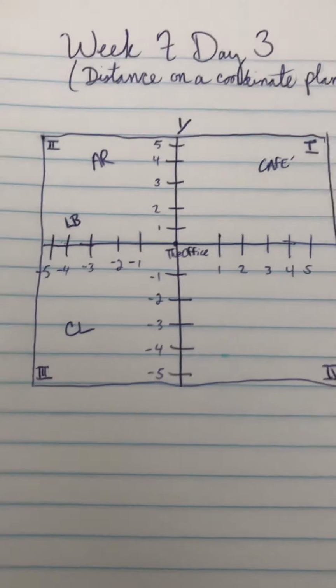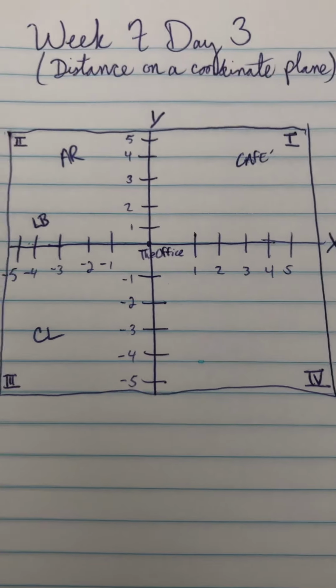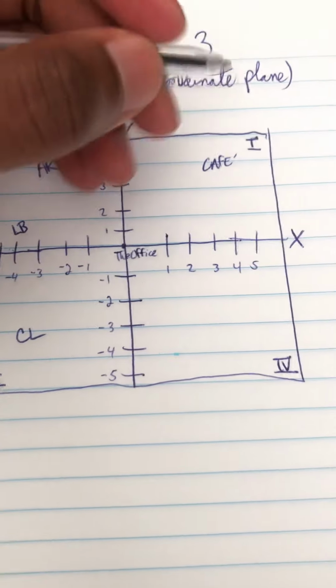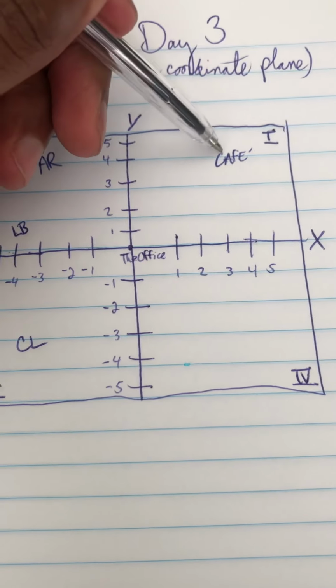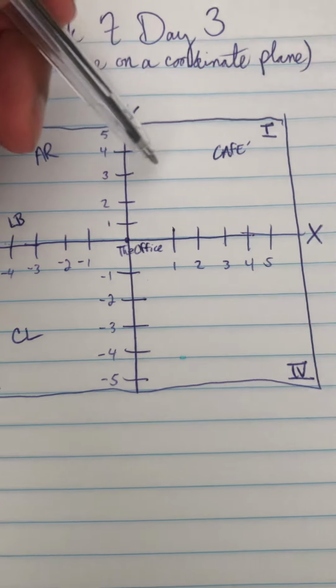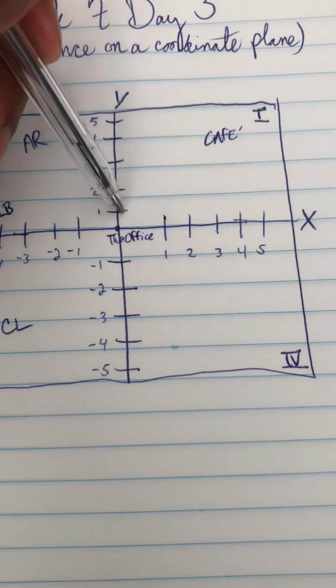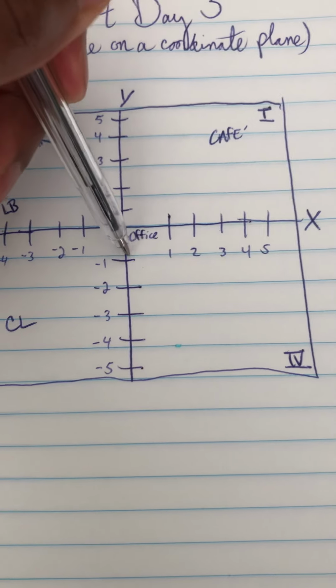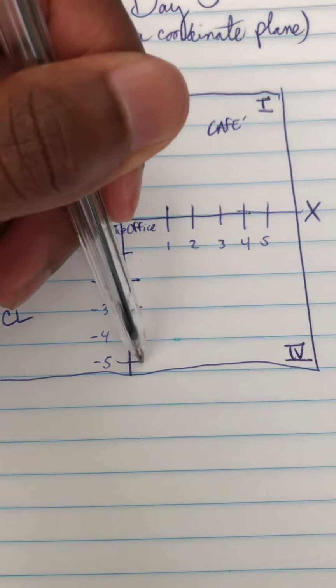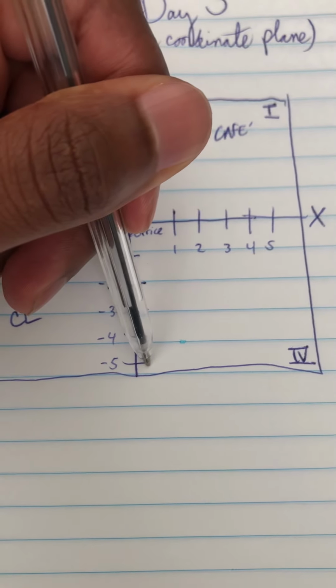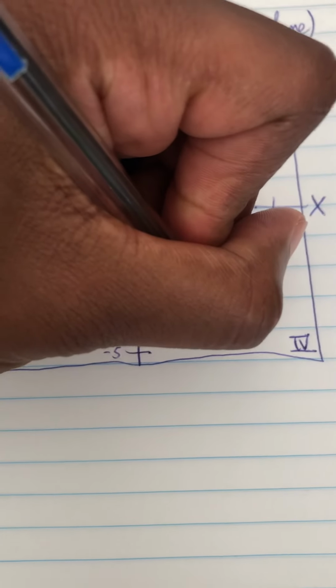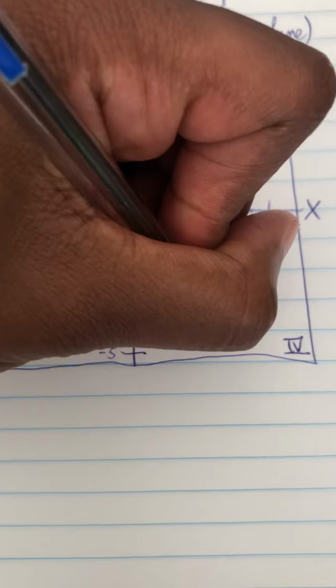And the last one, the gymnasium is 9 units down from the cafeteria. So we know where the cafeteria is, right? And so we're just going to count 9 units down. So that's going to be from the cafeteria, 1, 2, 3, 4, 5, 6, 7, 8, 9. But it stays on the same line. So that's going to be 3, -5. And this is where the gym is.